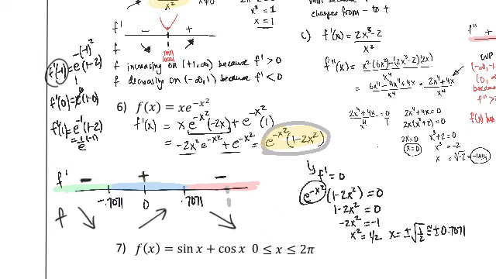And then, of course, you can write that as intervals. So we're decreasing on negative infinity to negative 0.7071. We're increasing between negative 0.7071 and positive 0.7071. And we are decreasing again once we get past positive 0.7071.